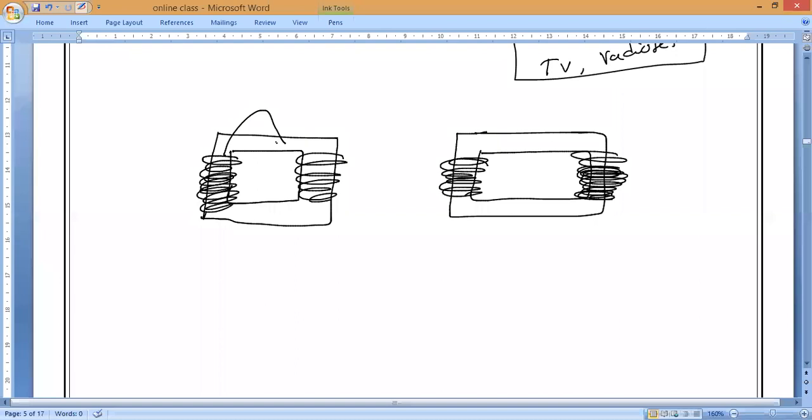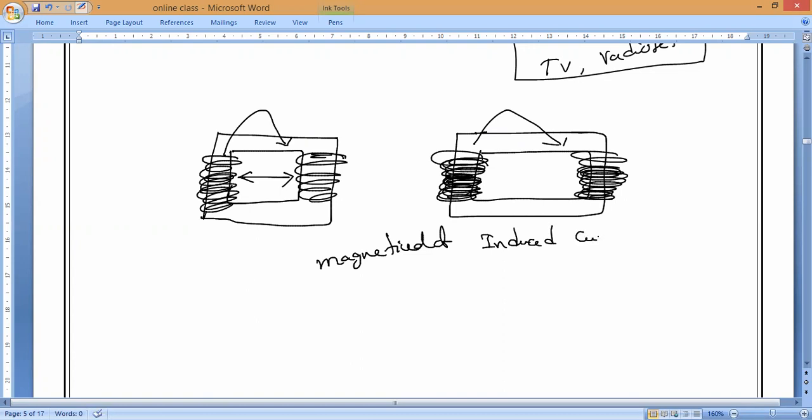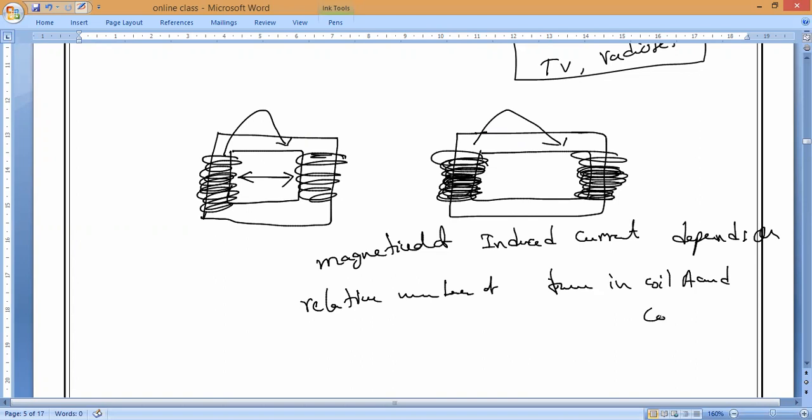Step up transformer is to increase the current or the potential difference. Step down transformer is to decrease the current or the potential difference. So the relative number of turns in coil A and coil B decides the magnitude of current. Understand? The magnitude of induced current depends on the relative number of turns in coil A and coil B.